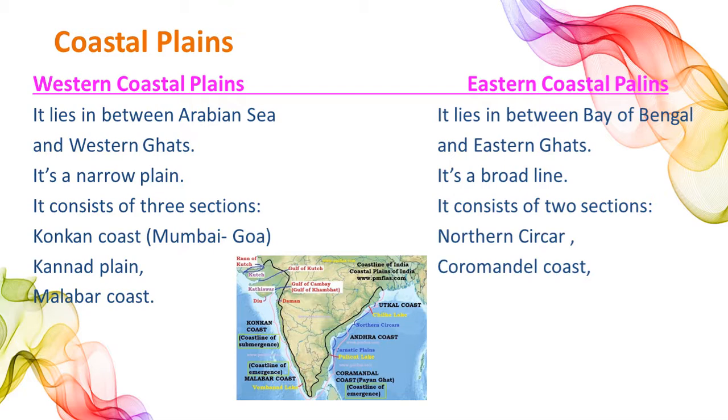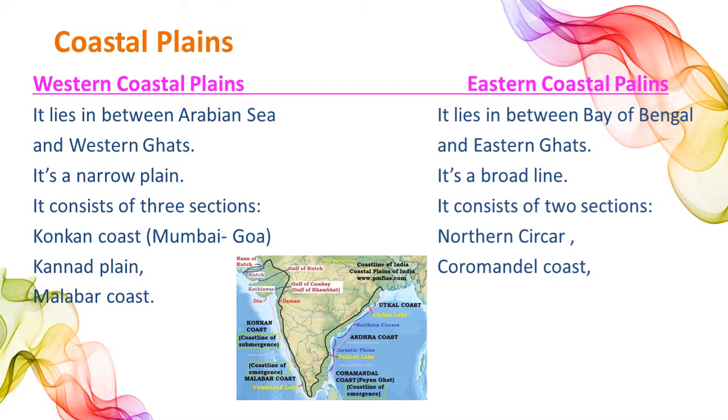This western coastal plain consists of three sections. One is Konkan coast. It runs from Mumbai to Goa. Then the central stretch of plain is called Kannad plain, which is only in Karnataka. So the plain which lies in Karnataka is called Kannad plain. And the southern stretch is referred to as Malabar coast, the coast which lies on the bank of Kerala.